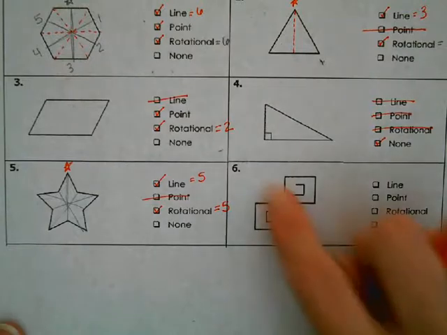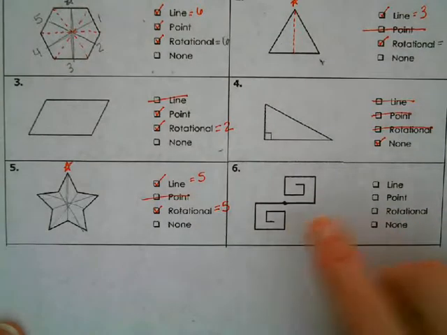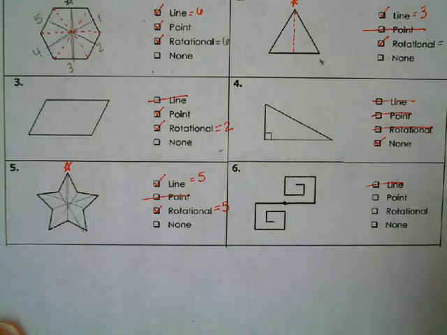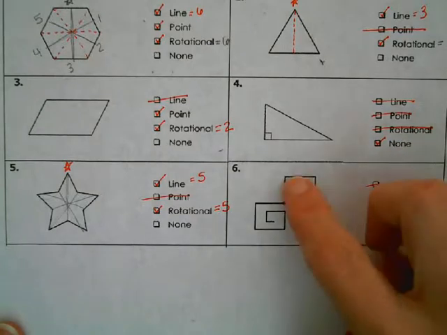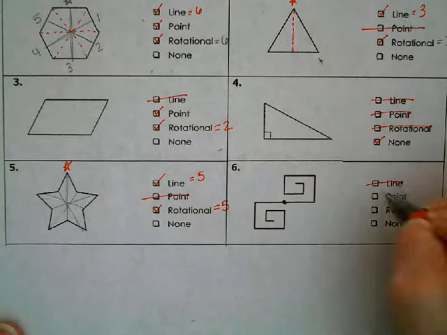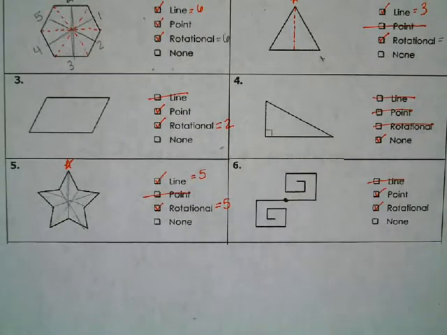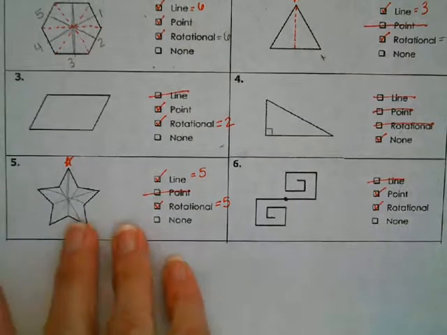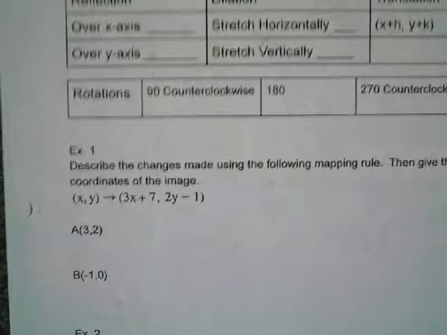Alright, last one. Line symmetry. It doesn't seem to be anywhere I can draw a line that it will flip exactly on top of the other one. Point symmetry. If you turn this picture upside down, it actually looks exactly the same, which means it has rotational symmetry as well. Alright, let's look at the next page with composite mapping and what that looks like.